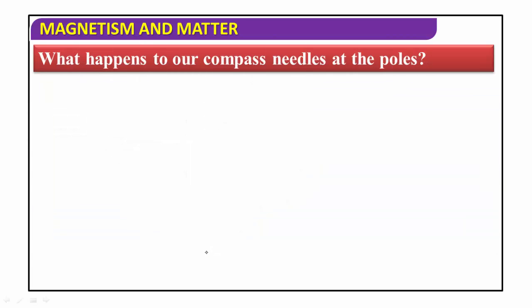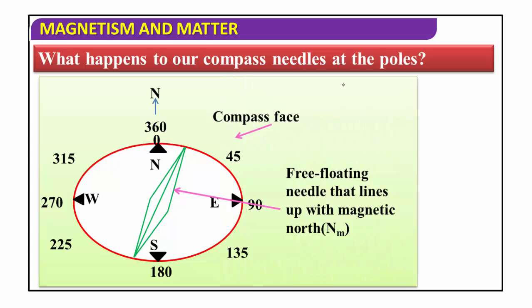And what happens to our compass needle at the poles? Why is the compass needle repelled away at the poles? Here, this is the compass needle, a free floating needle that lines up with the magnetic north. This is the geographic north pole and this is the geographic south pole. When the magnetic compass needle is placed on the surface of the earth, it lines up with the magnetic north, and it does not show the true geographic north pole and true geographic south pole.